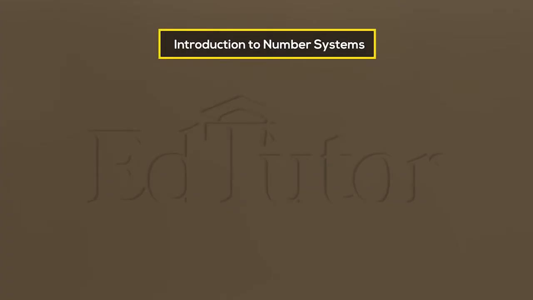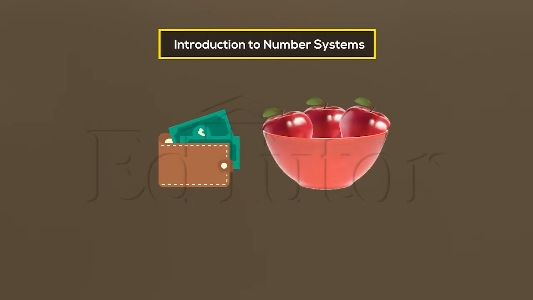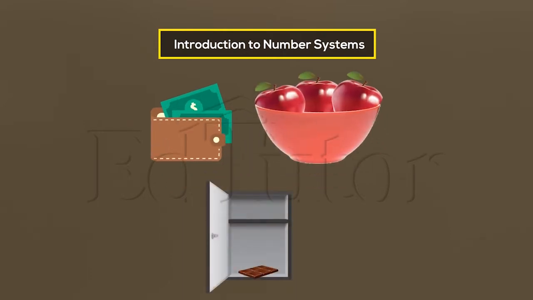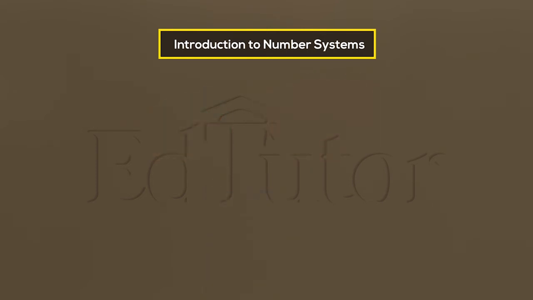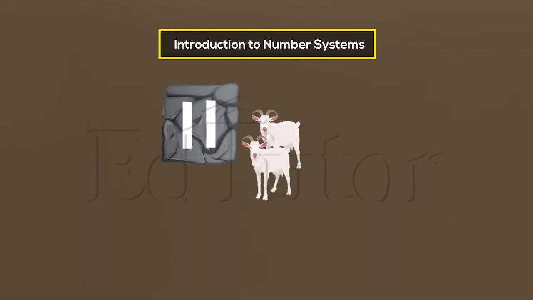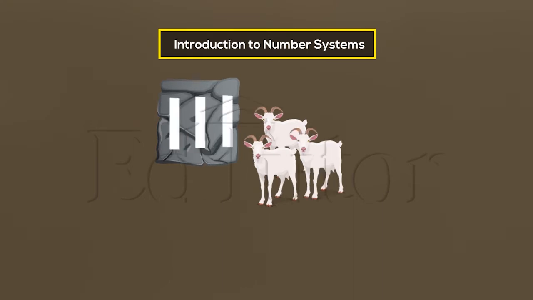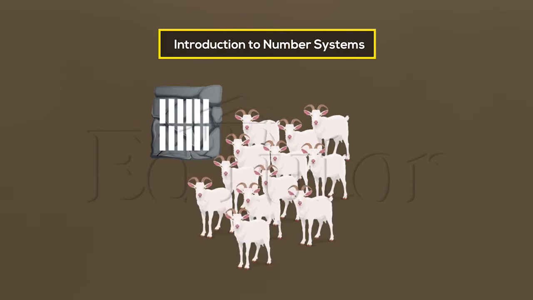Counting is one of the most fundamental things we do. We count the money in our wallets, the number of apples in a fruit bowl, the chocolate bars in a cupboard, and so on. Over time, people have developed many different ways to do this, like scratching lines in stone to count a herd of goats.